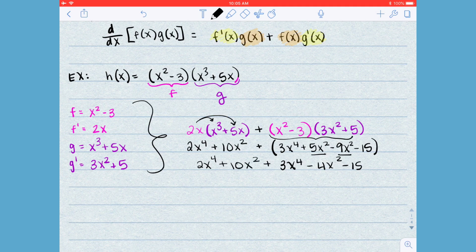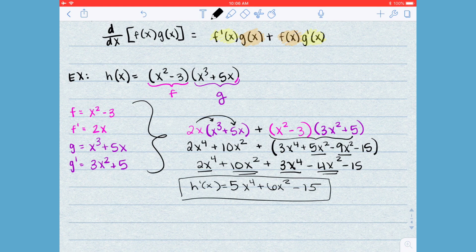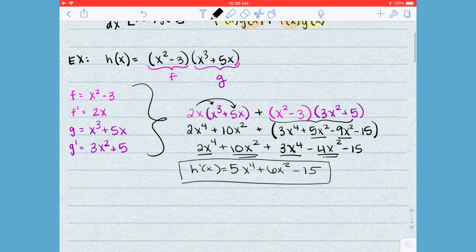And now looking at the entire polynomial, I can combine like terms again. So I have a 4th degree and a 4th degree, a squared degree and a squared degree. If I combine those terms, I end up with the final answer of 5x to the 4th power plus 6x squared minus 15. And this represents the derivative of my original function. And so that would be my final answer. Okay? So again, you're literally just doing f prime times g plus f g prime.